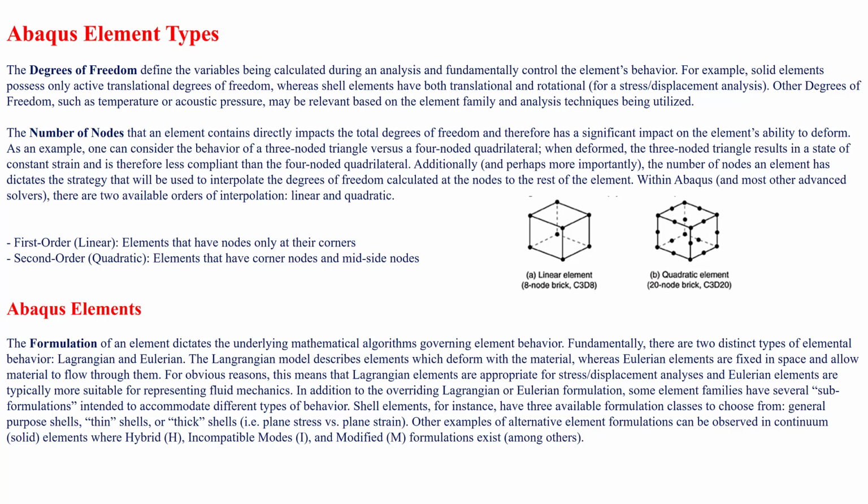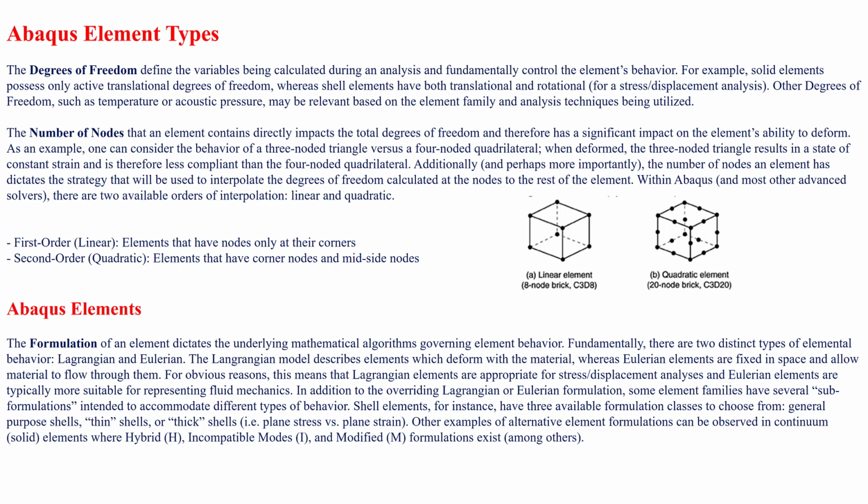Now, let's say we consider the 3-noded triangular versus the 4-noded quadrilateral elements. When they deform, the 3-noded triangular results in a state of constant strain, and is therefore less compliant than the 4-noded quadrilateral elements. Additionally, the number of nodes in the elements dictates the strategy used to interpolate the degrees of freedom calculated at the nodes to the rest of the element.